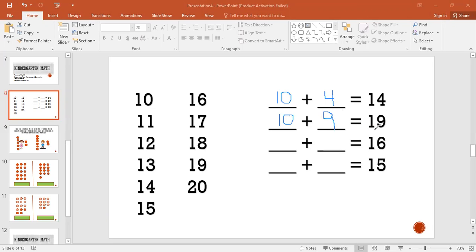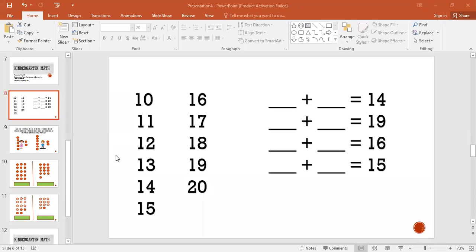All right, we're going to go to 16. What will go in this first spot right here? 10 ones. Great job. 10 ones plus, how many ones will go here? 6 ones equals 16. Great job. And let's finish with our 15. All right, do you think you can say what goes in each spot? Great, 10 ones plus 5 ones equals 15. Great job. So we have our addition number sentences for our teen numbers. Great job. We are going to go to our next slide and begin our lesson for today.